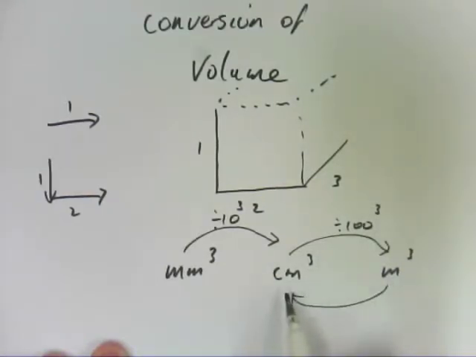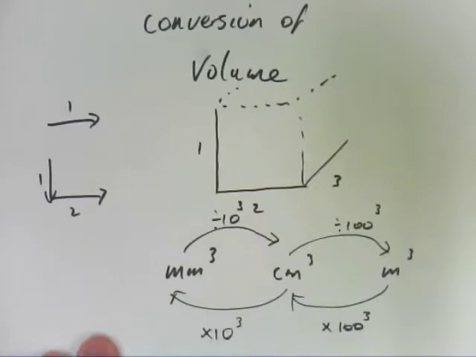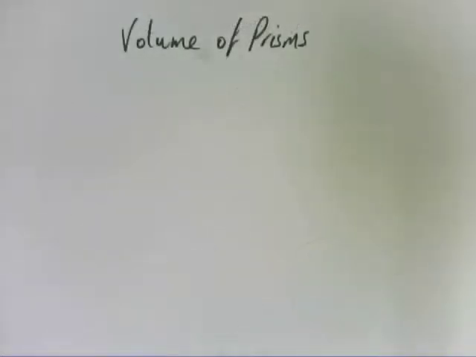And the converse is also true. Normally, you would times by 100, but since you were doing it in 3 dimensions, you do it 3 times, so you cube it. And normally you divide by 10. Sorry, multiply by 10. I don't know where I got divide by. You'd multiply by 10, and you would cube it.